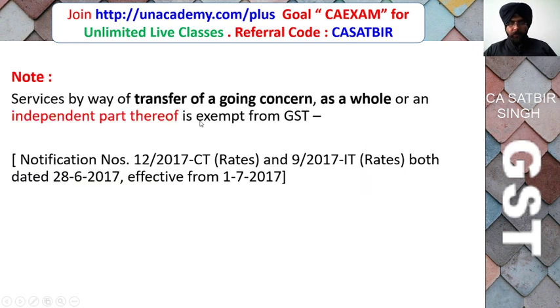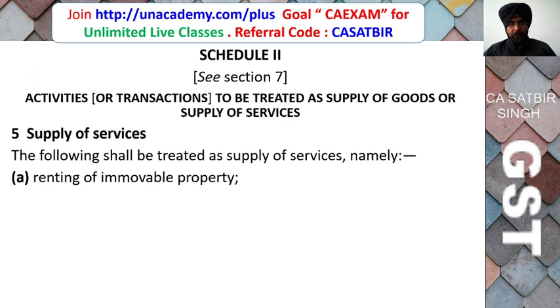So service by way of transfer of a going concern as a whole or an independent part is exempt from GST, because there is an exemption notification 12/2017 which says that suppose unit 1 of a company is transferred along with assets and liabilities, so as a going concern as a whole, it is not liable for GST.